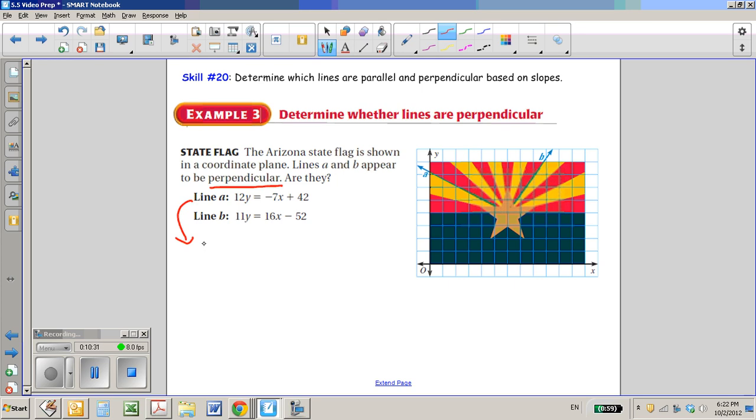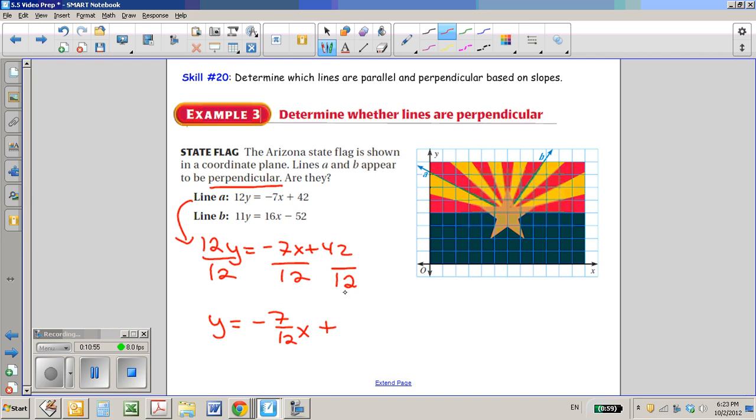So it's almost in slope-intercept form. I need y to be by itself. So what I'm going to do here is I'm going to rewrite it first so it's easier for you guys to see. And then I'm going to divide everything by 12. And I get y is equal to negative 7 over 12x plus something, right?